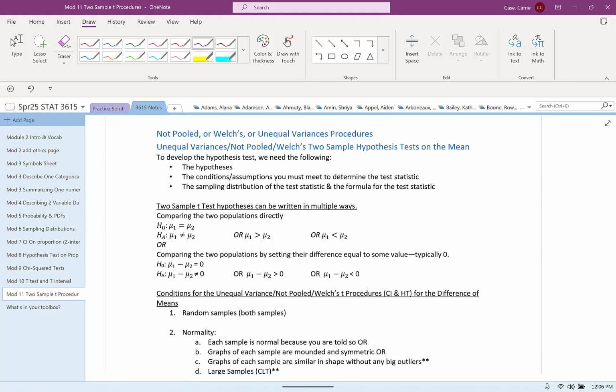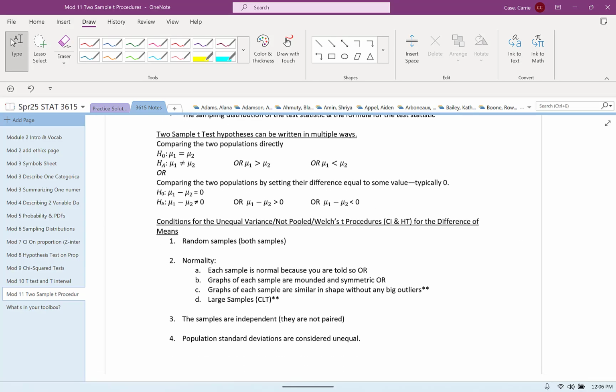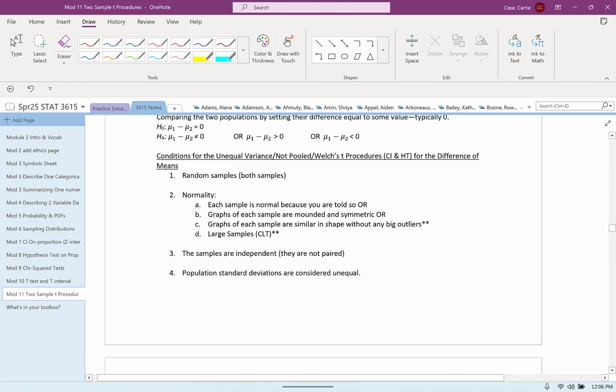So we're going to want our hypotheses, our conditions, our sampling distribution. We write our hypotheses the same way we wrote the hypotheses in the last section. So I'm going to move pretty quickly through some of the details here. You guys may need to pause the video to read. So our hypotheses are still mu1 equals mu2 versus they're not equal, they're greater than, or they're less than, or we can write them as the subtraction statement.